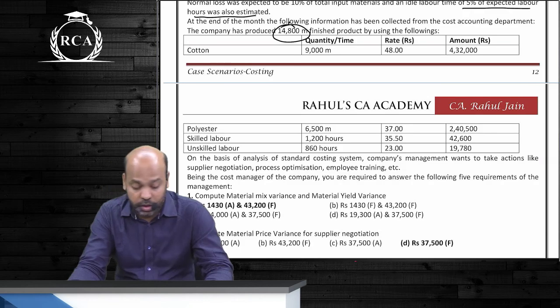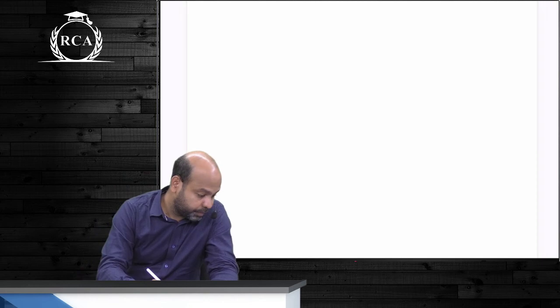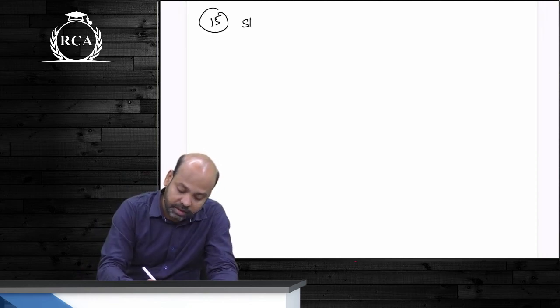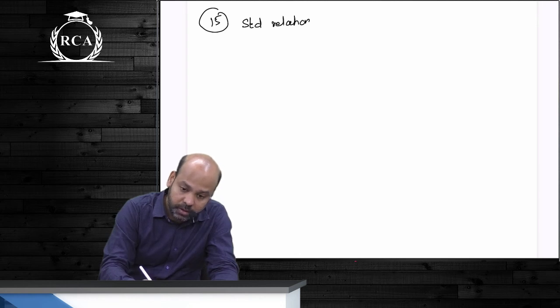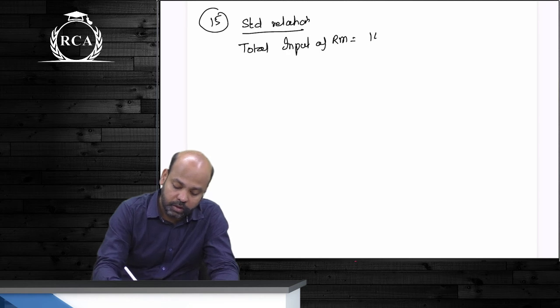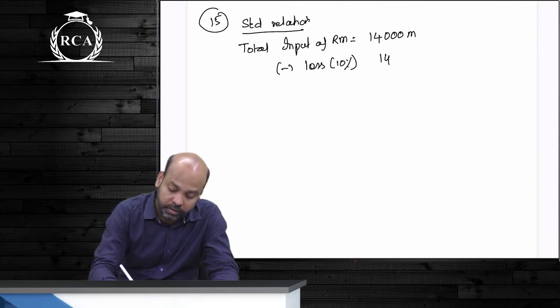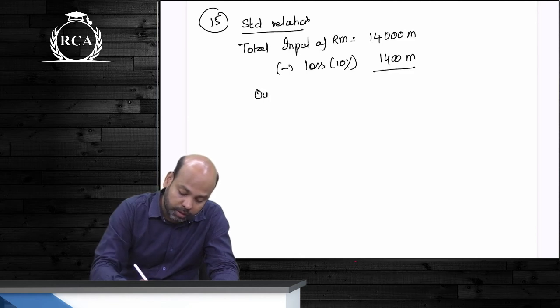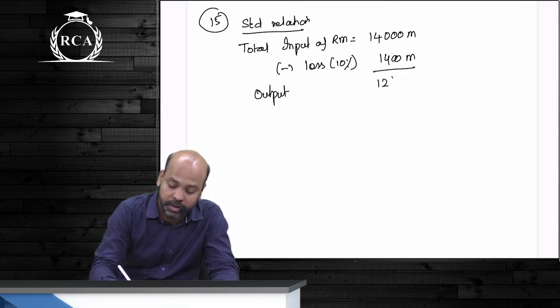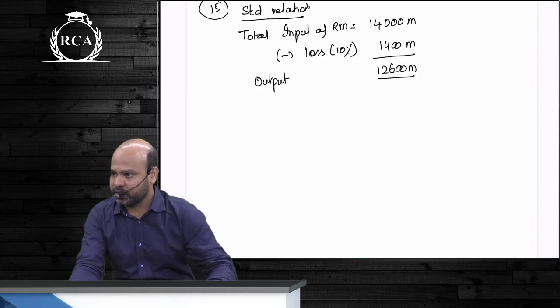Yes or no? So what is the important thing here is first, ये जो standard relation है बेटा, standard relation, total input of raw material is given as how many meters? 14,000 meters. On that there should be a loss of how much? That means my output should be how much? This is what you will have to understand first. Any doubt in this part?